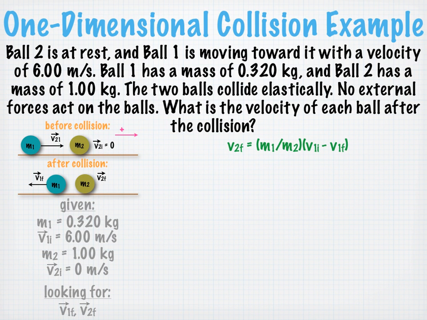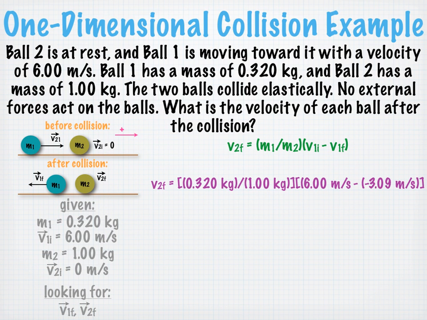Now that we have a value for v1 final, we can plug it into our expression for v2 final, along with our values for m1, m2, and v1 initial. And using our calculator, we get a value of 2.91 meters per second for v2 final. This means that ball 2 moved to the right after the collision. This is the classic example of a one-dimensional elastic collision problem, and you can use it as a guide when working other problems.